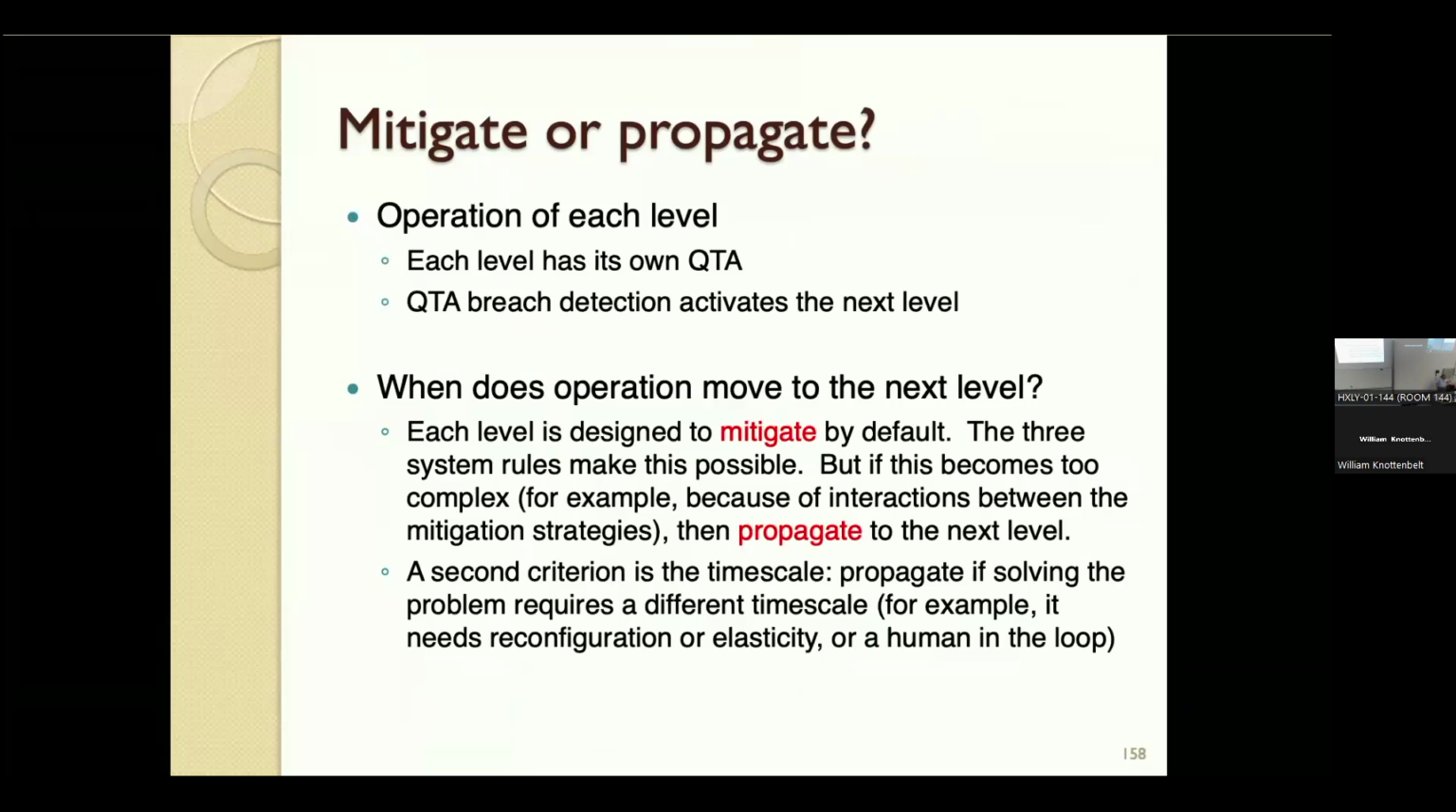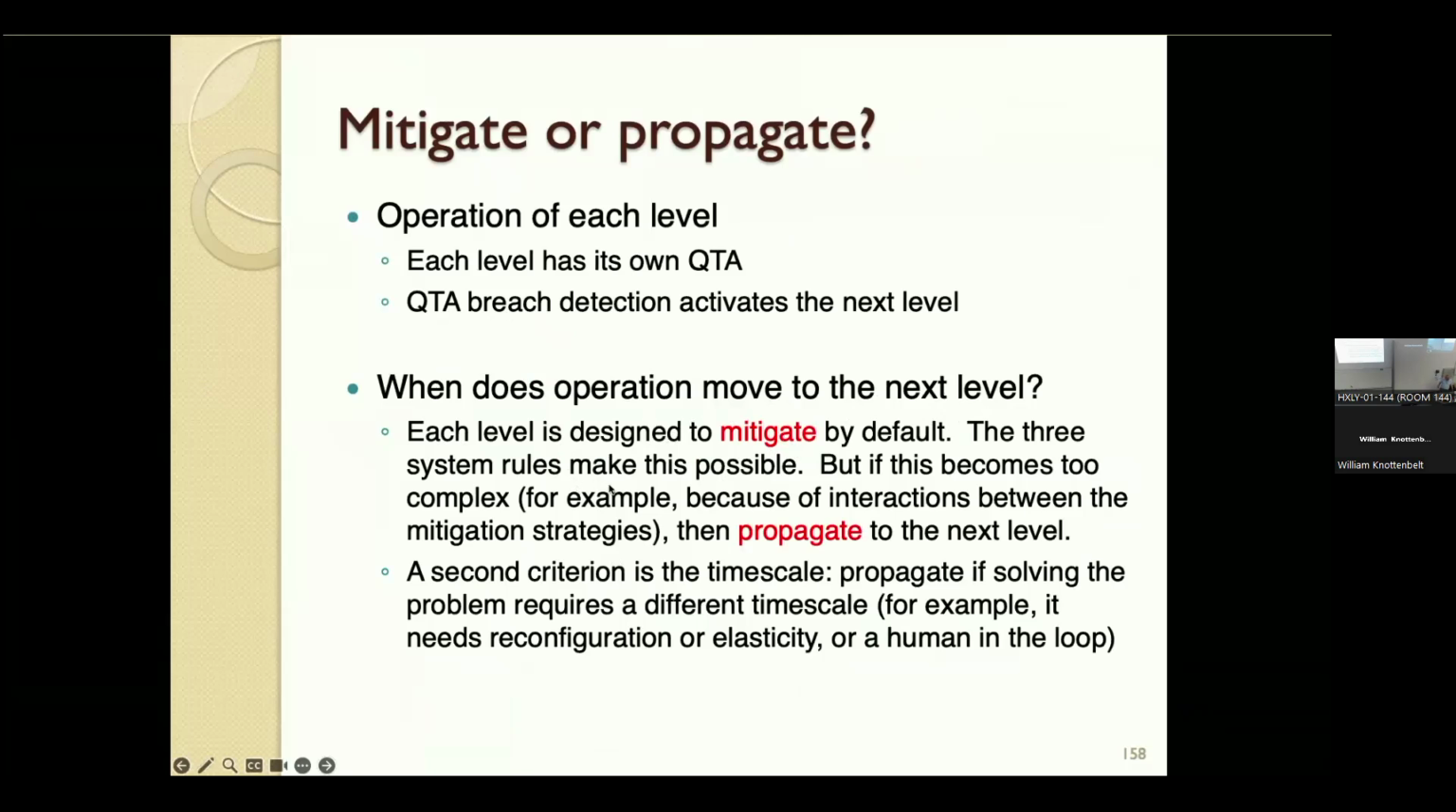So each level has its own QTA. You have a breach detection. So one of the points is, when do you go from one level to the next? So by default, each level tries to solve its own problems unless that is not possible.